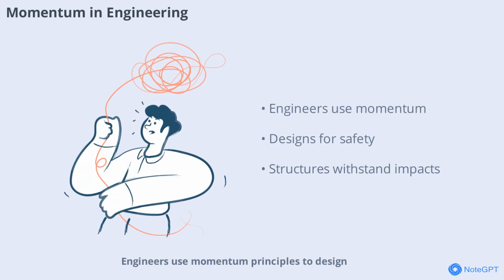Engineers use momentum principles to design everything from bridges to roller coasters. By understanding how forces and motion interact, they can create structures that withstand impacts and move safely. Momentum calculations are essential for building safe, reliable, and efficient machines and structures.